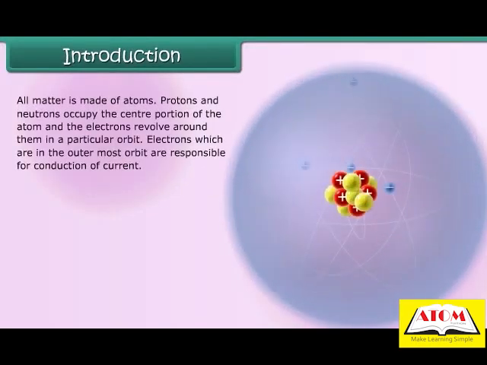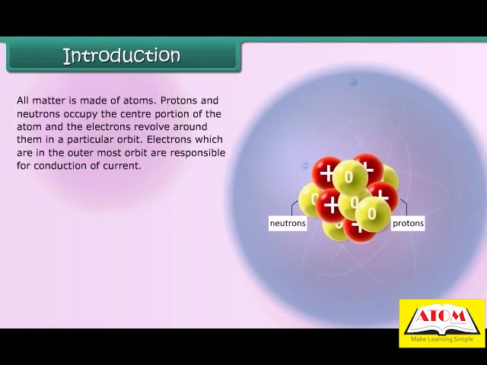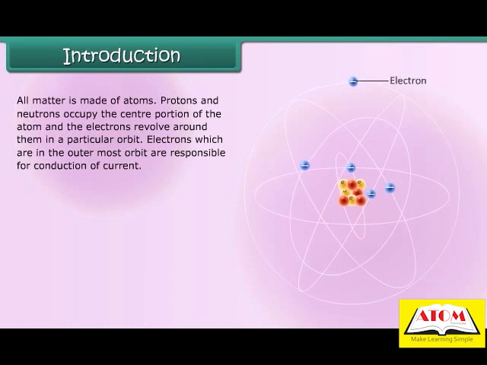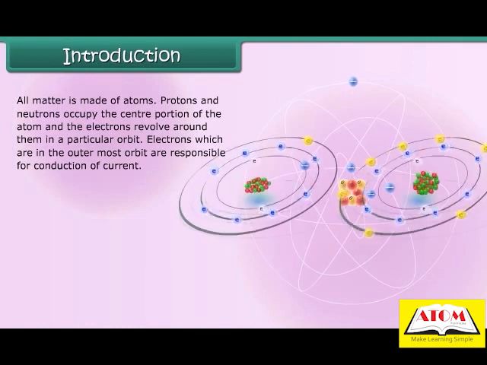Introduction. All matter is made of atoms. Protons and neutrons occupy the center portion of the atom, and the electrons revolve around them in a particular orbit. Electrons, which are in the outermost orbit, are responsible for conduction of current.